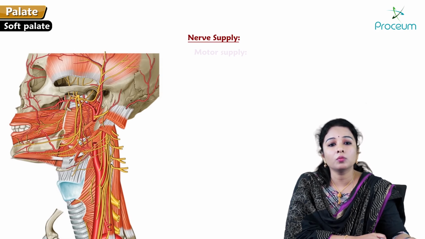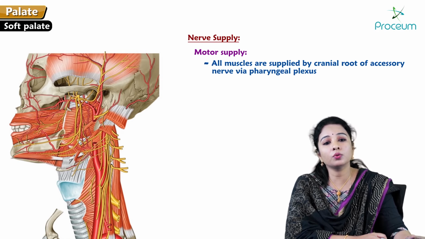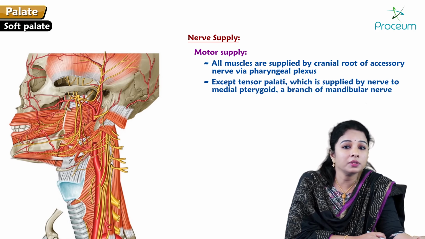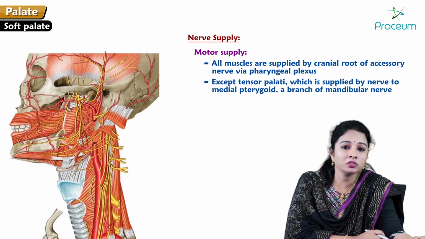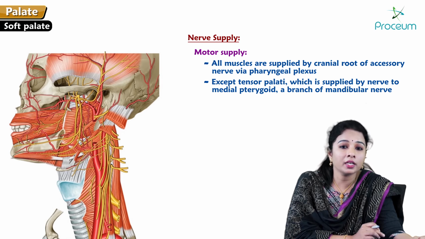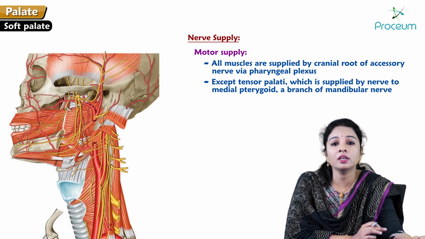Nerve supply. Motor supply. All the muscles of the soft palate are supplied by the cranial root of the accessory nerve via the pharyngeal plexus, except tensor veli palatini, which is supplied by the nerve to medial pterygoid, which is again a branch of the mandibular nerve. So tensor veli palatini alone is supplied by a branch of the mandibular nerve. The rest of the muscles of the soft palate are all supplied by the cranial root of the accessory nerve.